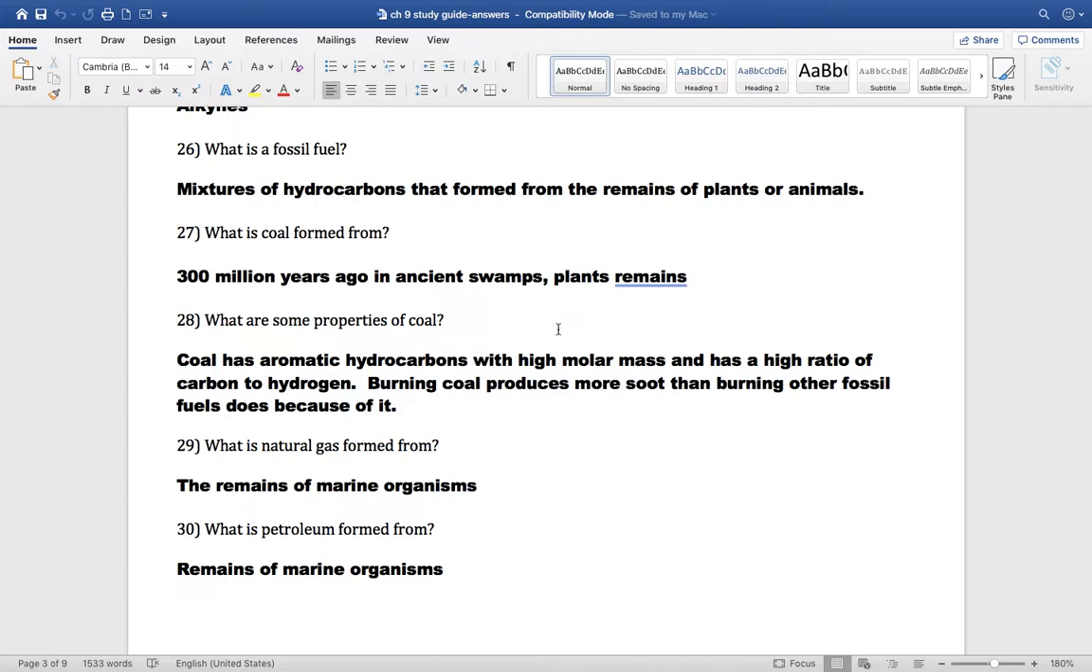26. What are some properties of coal? They are aromatic hydrocarbons, which means they have a smell to it, and coal does, with high molar mass and a high ratio of carbon to hydrogen. Burning coal also produces more soot than burning other fossil fuels.